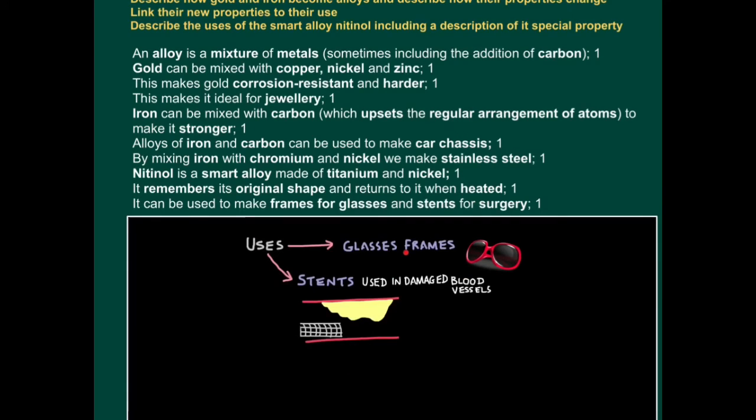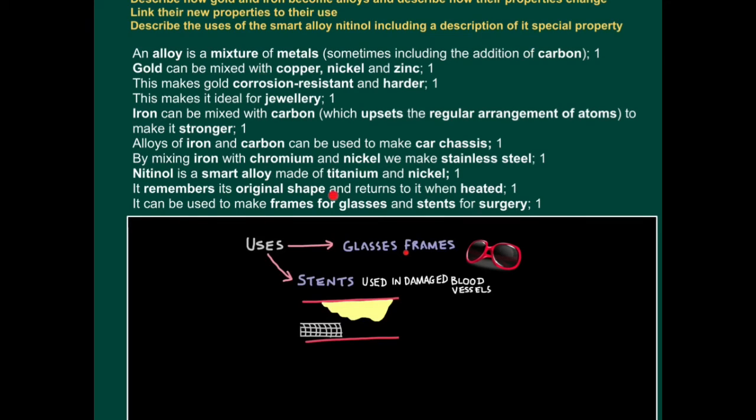And for this reason, we can use it to make frames for glasses, so if they're squashed or crushed, they can return to their original shape when heated, or stents for surgery. Those wire cylindrical meshes that are inserted into blood vessels and then expand due to body heat and push plaques and cholesterol plaques out the way so blood pressure becomes low again.